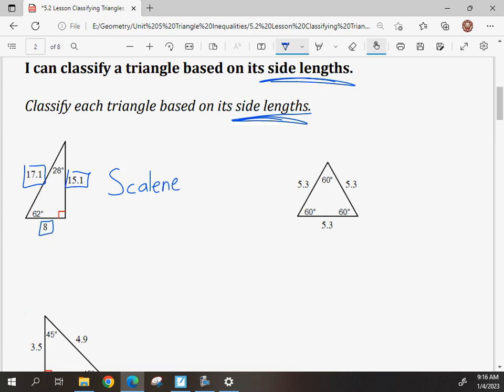So when we're looking at the triangle's sides, just the sides, the angles are there, but we're going to ignore those. We just want to classify it by its sides. If all the sides are different, then we call it scalene. I'll say all different.